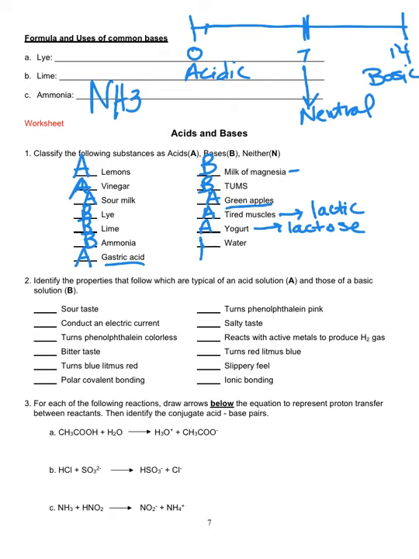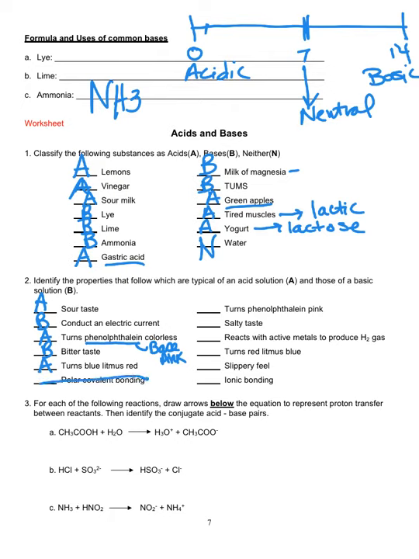And water should be neutral. Okay, so properties, tasting sour, we're going to say is acidic. Producing an electric current, they both do. Both acids and bases do that. Turns phenolphthalein colorless. Now, phenolphthalein turns pink in the presence of a base. So if it's colorless, that would mean that it's an acid. A bitter taste is your base. Turns litmus paper red is an acid.